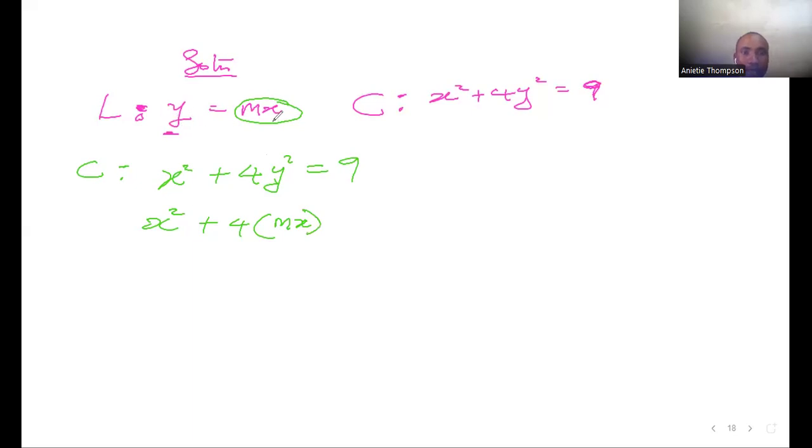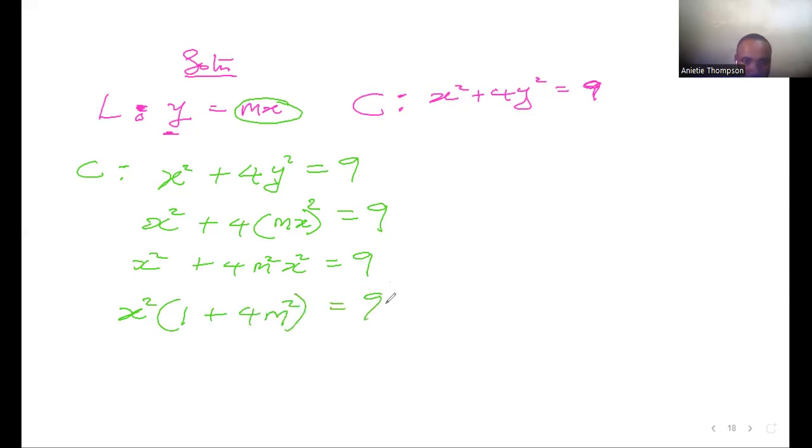Since y in L is equal to mx, I'm going to square it because y in the C has a square on it. So it equals 9. By the time we open this bracket, you will have x squared plus 4m squared x squared equals 9. And x squared is common, so I can write it as x squared into 1 plus 4m squared equals 9. Look at it very well.